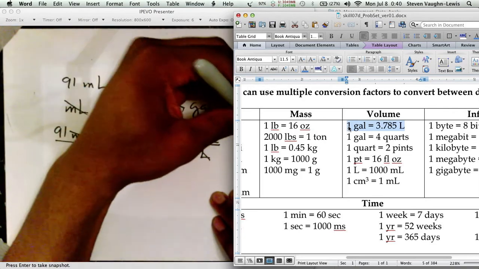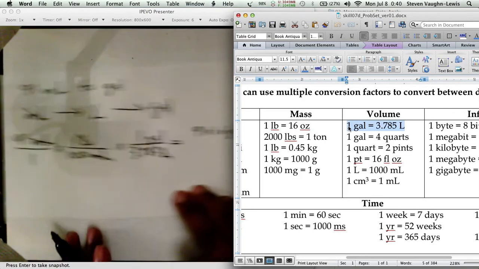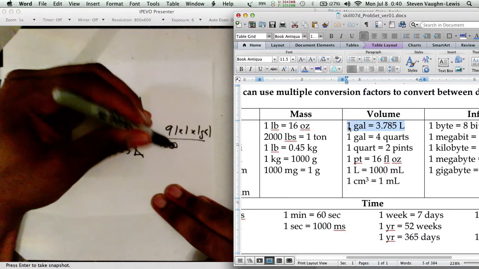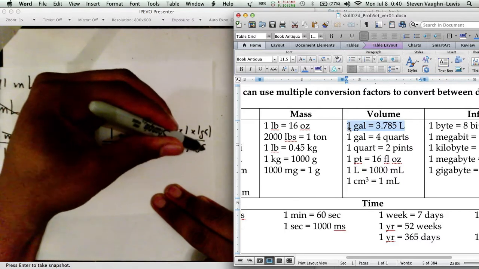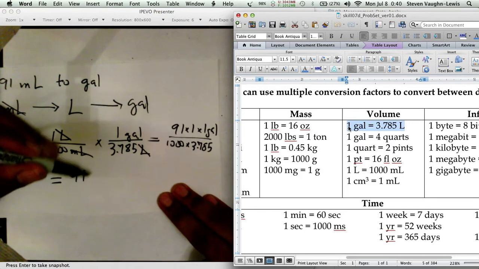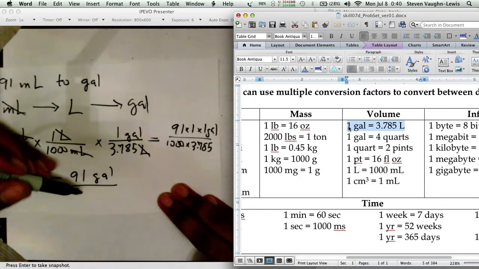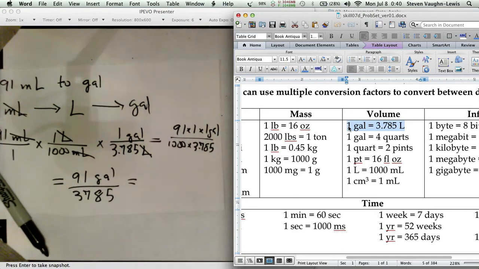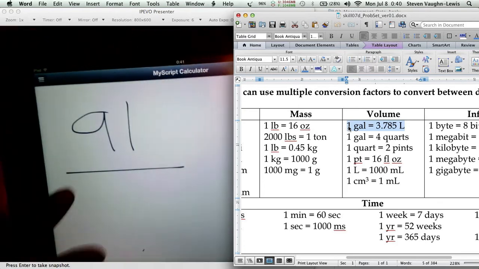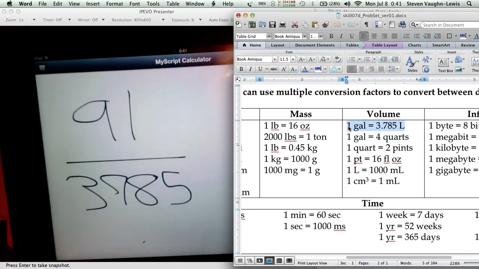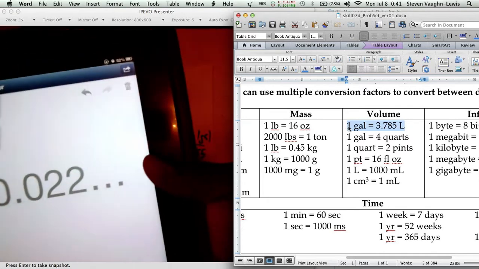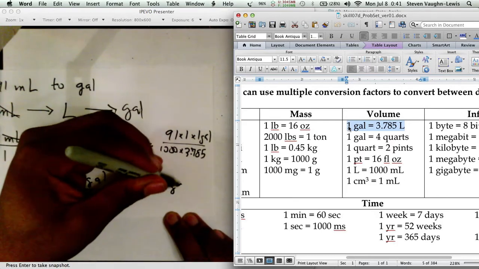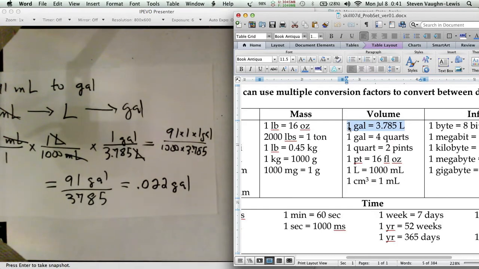91 times 1 gallon divided by 1,000 times 3.785. That equals 91 gallons divided by 3,785. And what is that? 91 over 3,785. Solve, and that will give me 0.024 gallons. That's how I solve that one.